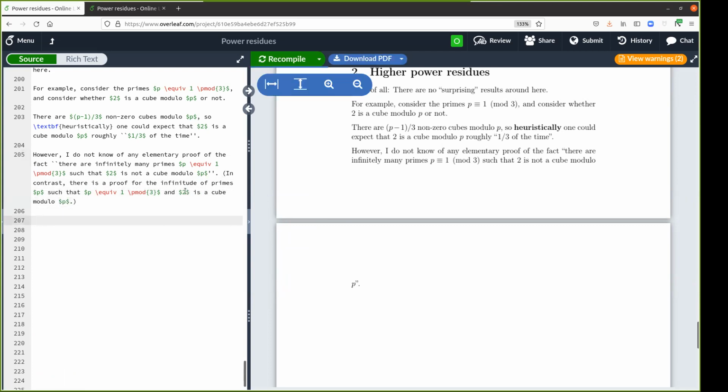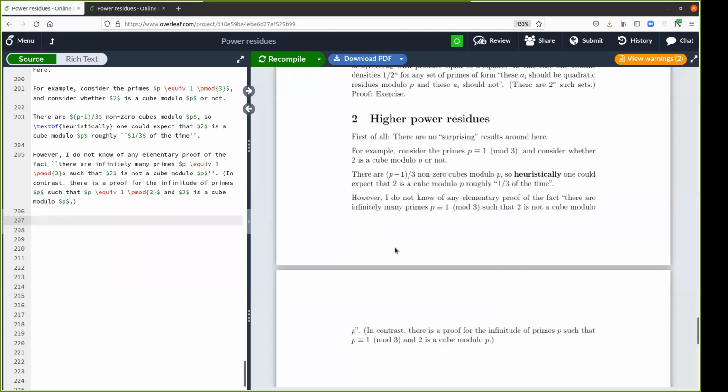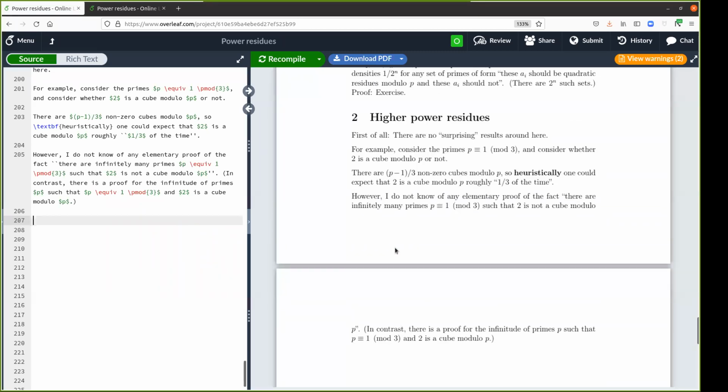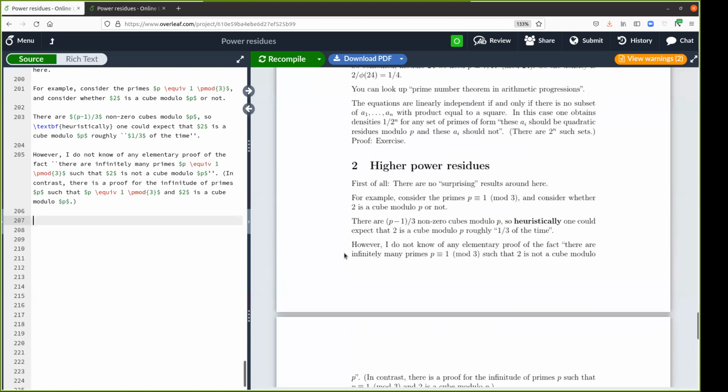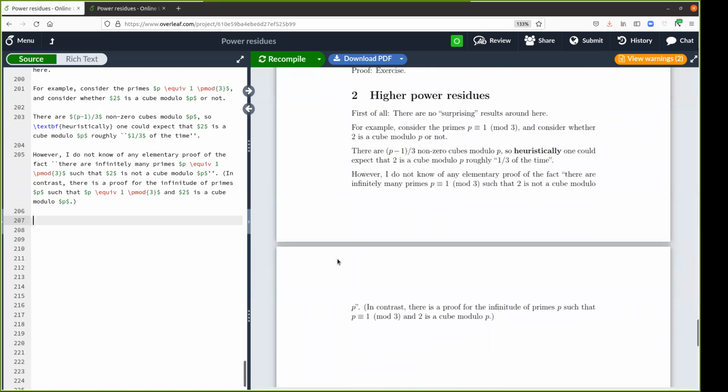The case where we ask that 2 is a cube modulo p, for that we have an elementary proof. So we have these nice properties with quadratic residues, this multiplicativity and reciprocity law. Do we have similar things for cubics also? Well, the problem is that the higher power reciprocity laws are quite horrible to use.